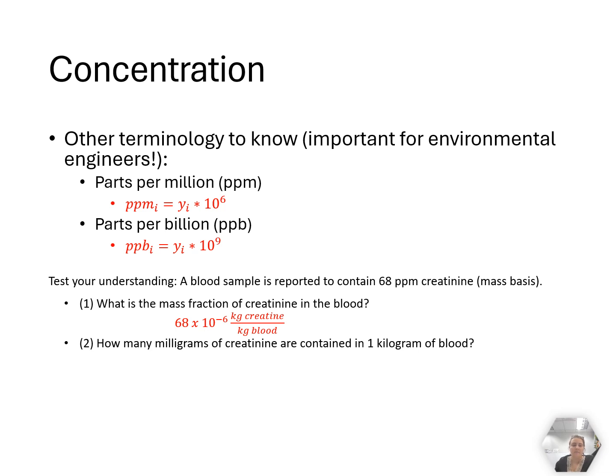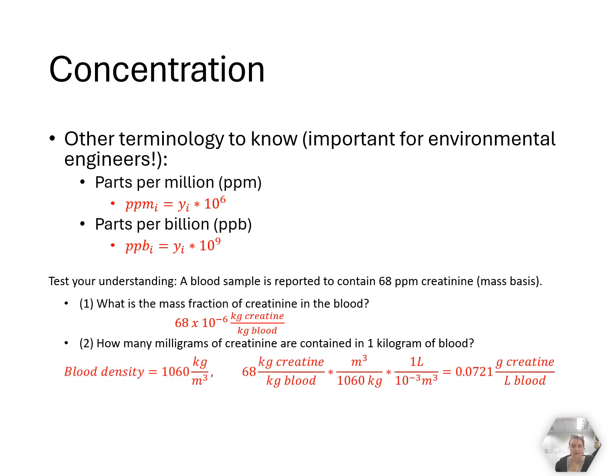Then we can ask ourselves, how many milligrams of creatine are contained in 1 kilogram of blood? Well, if we know blood's density is 1,060 kilograms per meter cubed, we can take that mass fraction, multiply it by the density, and do some conversions to find that there is 0.0721 grams of creatine per liter of blood. So we're not going to focus too much on concentration within the next couple lectures, but it is going to come up as we start to get into more elaborate mass and molar flow problems. So just keep these handy when we start to get to those specific parts of the lectures.